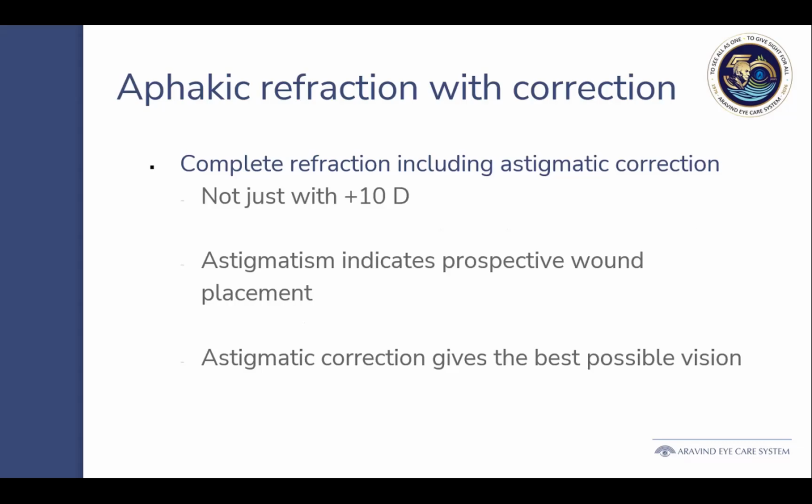So why an aphakic correction with astigmatic correction? Because that's what is going to give you the correct best corrected visual acuity, number one. And number two, it also indicates the amount of astigmatism, and if you can take some measures to correct it, then you can do so. This also indicates where you can place your prospective wound for your secondary IOL. So let us say that if it's a lot against the rule, you can choose to do a temporal tunnel for your secondary IOL.